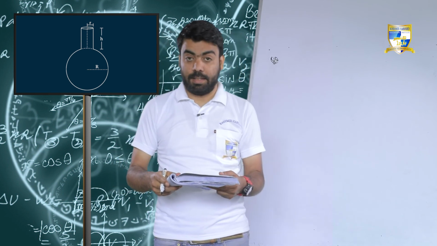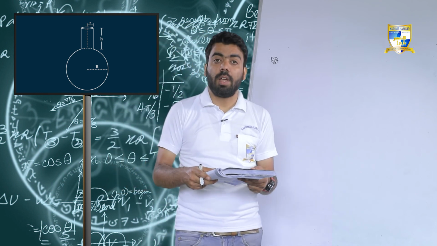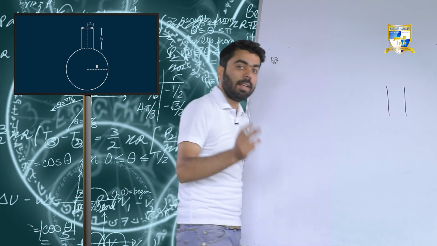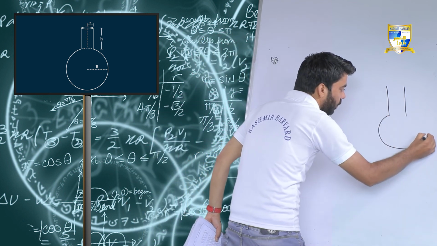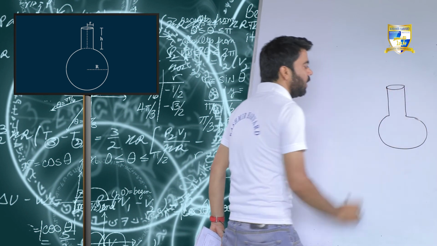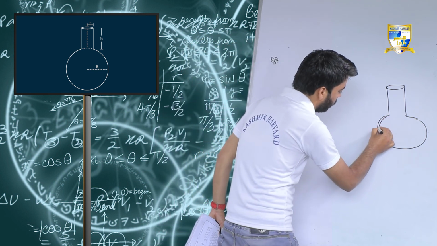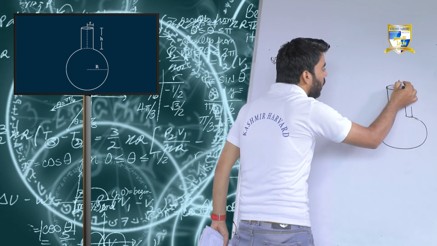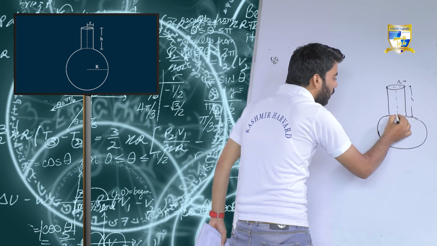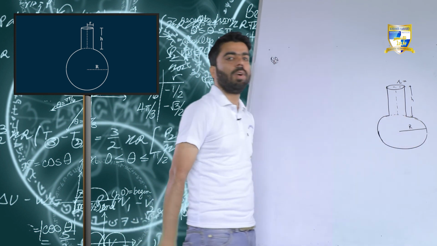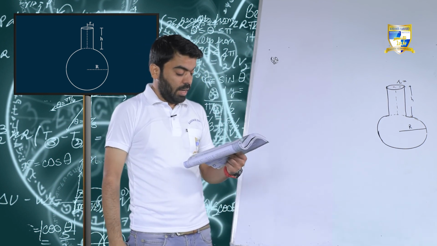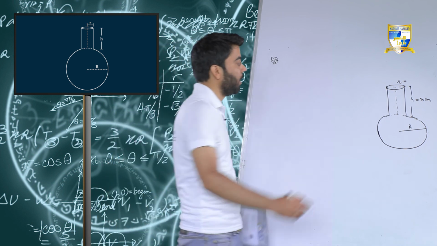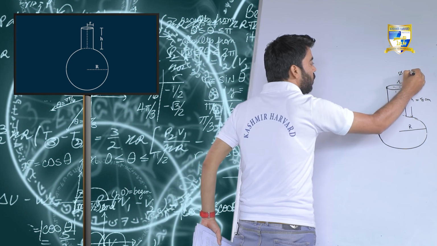A spherical glass vessel has a cylindrical neck 8 cm long and 2 cm diameter. So it is a cylindrical neck attached to a hemisphere. It's given that the height of the cylinder, let it be small h, and the radius of the cylindrical neck, and also the radius of the sphere, let it be capital R, are given. Neck length is 8 cm long, that is h is equal to 8 cm, and 2 cm diameter, that is r is equivalent to 1 cm, because the diameter is equal to 2 cm.